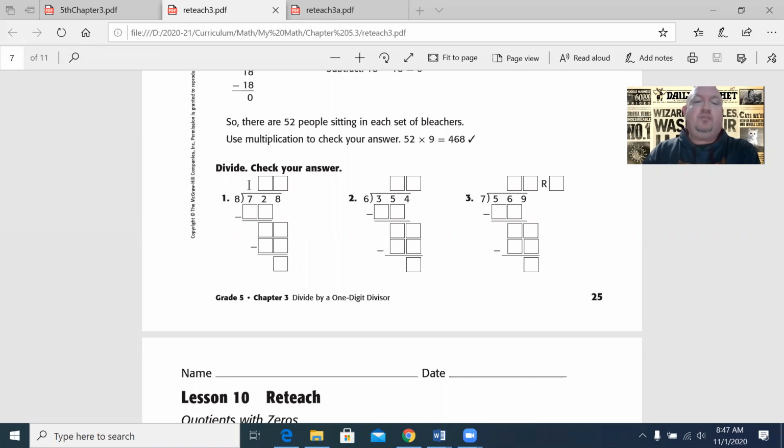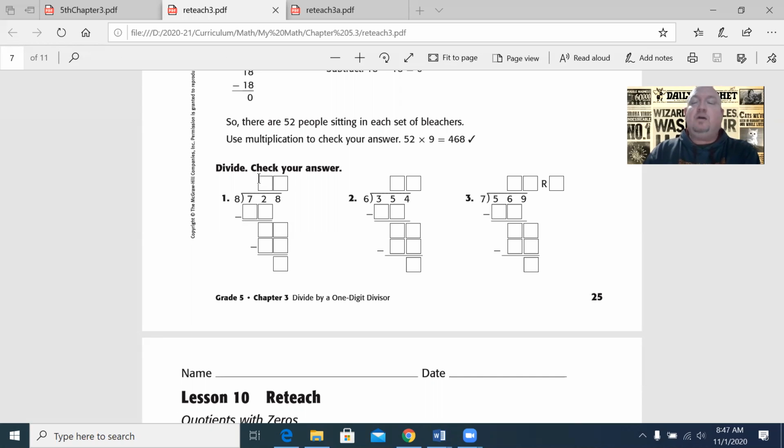Some students will put a 0 here. That's okay if that helps you get the placing right, because you do want to make sure you keep things aligned. If later down the road you decide you no longer want to put the 0 there, that is a-okay. So I have the 7 groups of 100 that I can't use. I can regroup them into 70 groups of 10 plus the 2 groups of 10. I have 72 groups of 10.